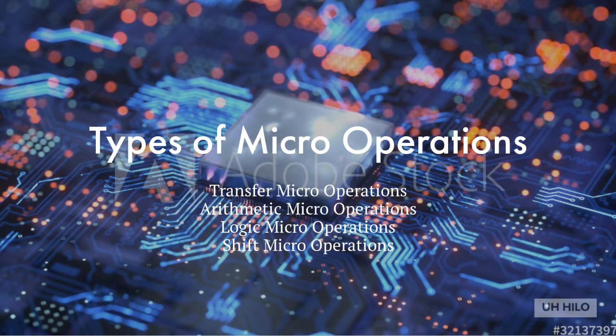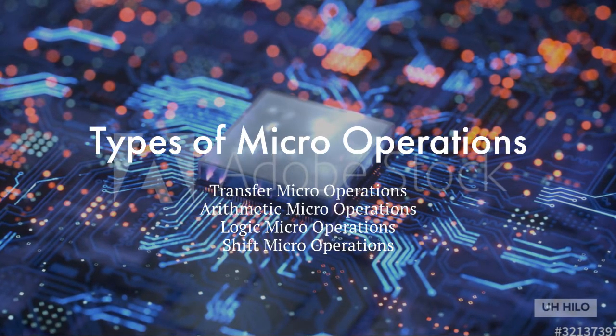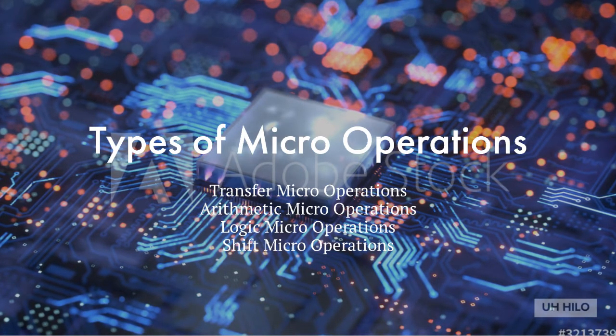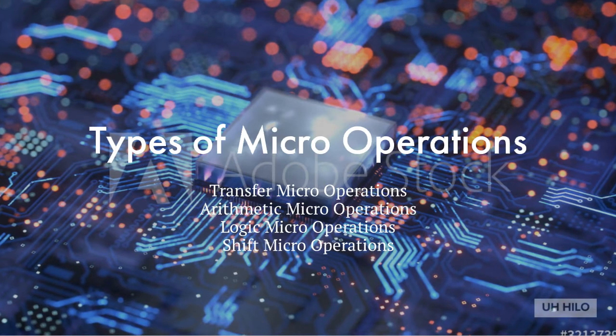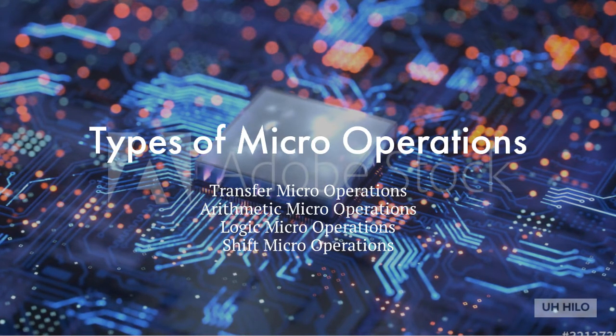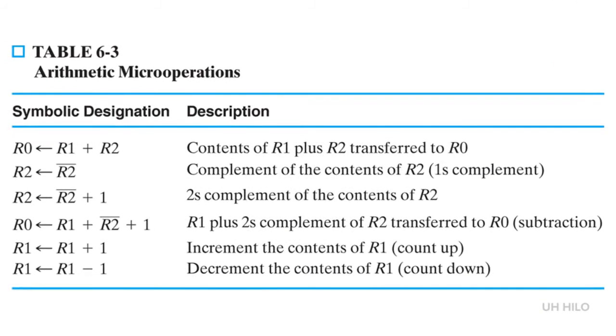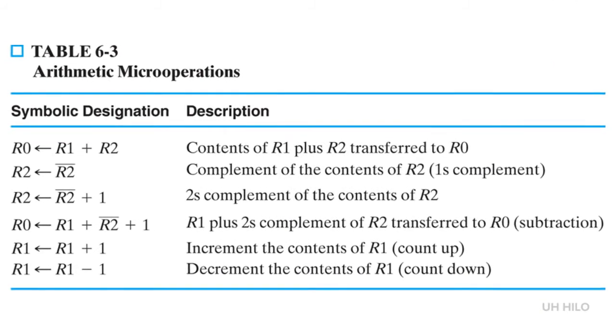A given microoperation may be of more than one type. For example, a ones complement operation is both an arithmetic microoperation and a logic microoperation. We covered transfer operations last time, so let's take a look at the other three types. Here we see the arithmetic microoperations of add, subtract, increment, decrement, and complement.